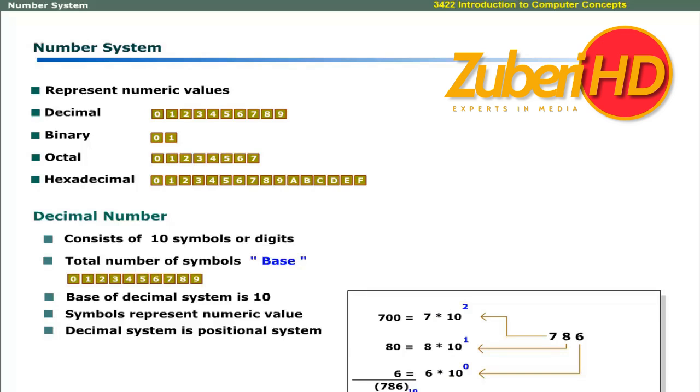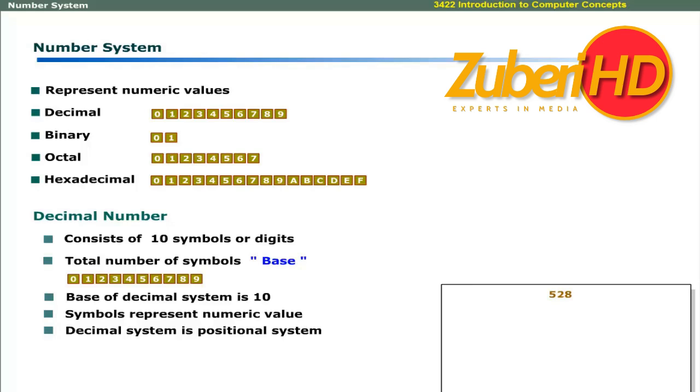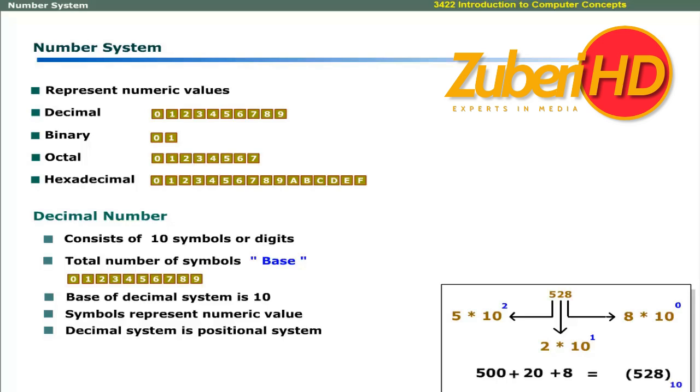For example, in the number 528, 8 is at unit position and represented by the symbol multiplied by base of the system raised to power 0. 2 is at 10th position and represented by the symbol multiplied by the base of the system raised to power 1. 5 is at 100th position and represented by the symbol multiplied by the base of the system raised to power 2. Decimal number is represented like this. Here 10 is the base of decimal number.